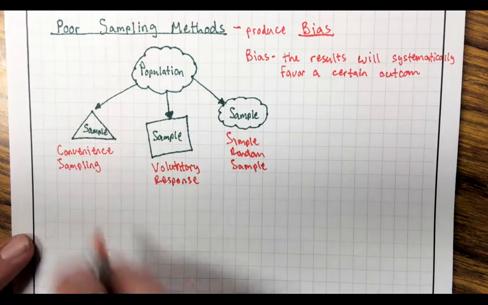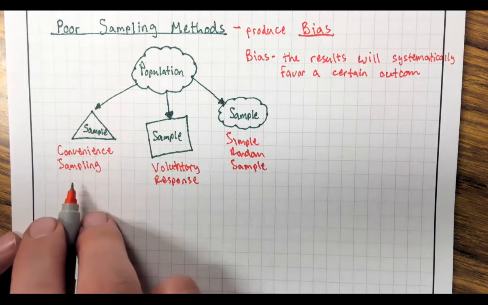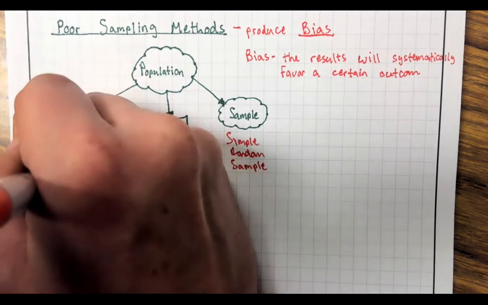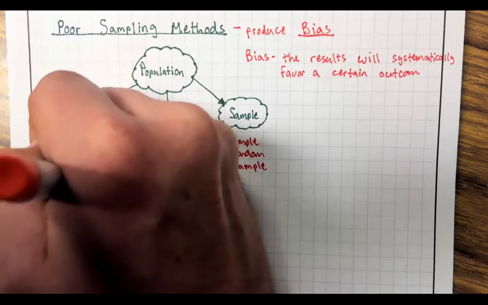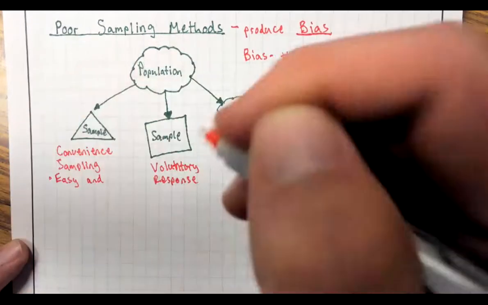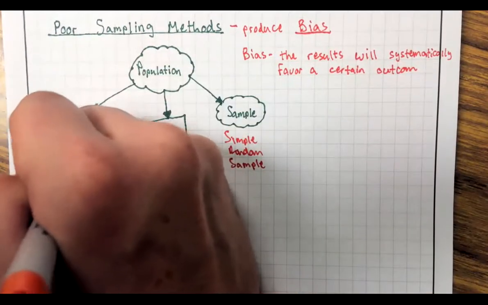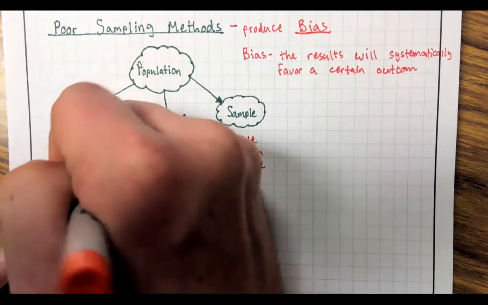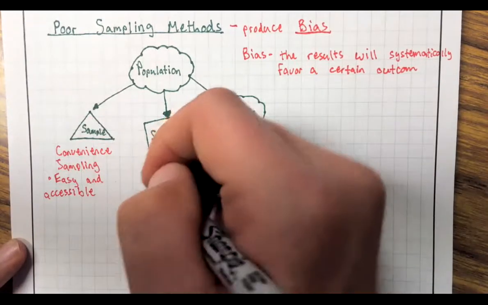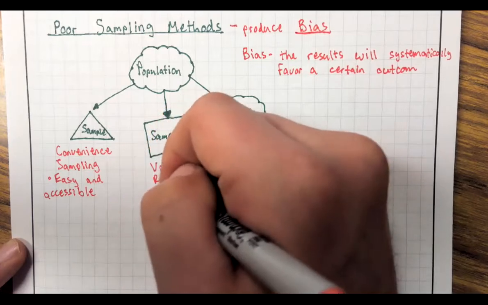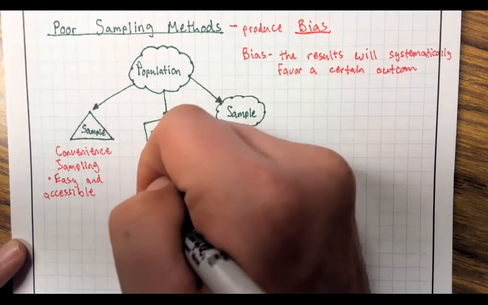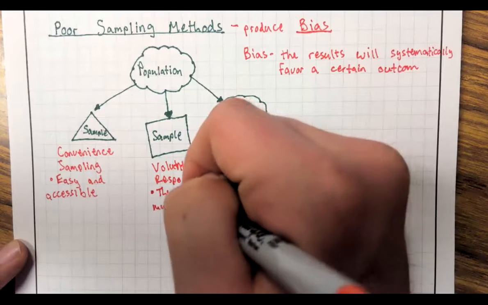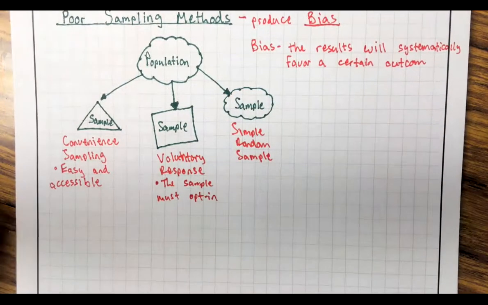But just in general, convenience sampling is just ease of use. Convenience sampling just refers to something easy and accessible. Something super easy, accessible. You don't have to put any effort into it. Voluntary response: the sample must opt in. You're asking them to go out of their way to do something. So only those that really care about the situation are going to go through the effort of actually doing it.